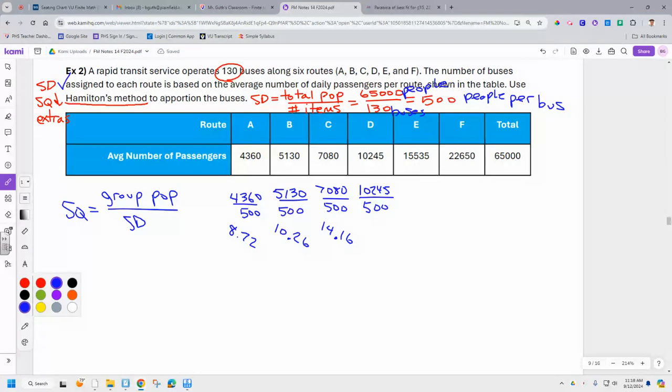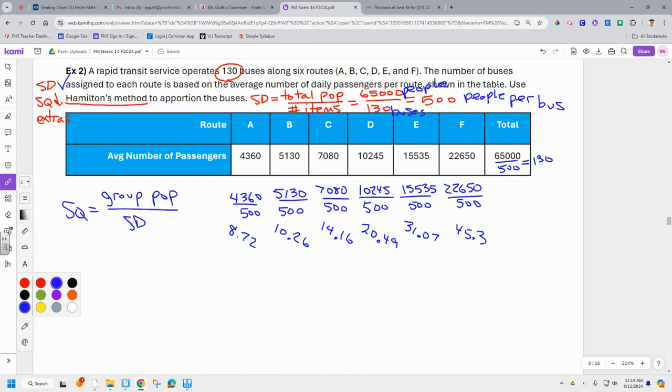Divide by 500, 20.49. Divide by 500, 31.07. Divide by 500, 45.3. And since the standard quotient is for the group, I don't need to divide the total. If you divided the total, you're just going to get 130 anyway. That's not helpful, not useful. I'm talking about the groups, the standard quotas.